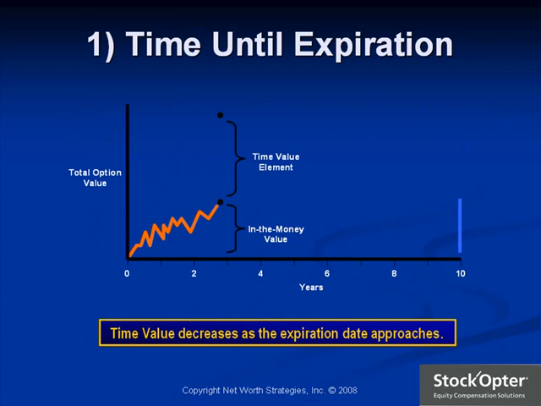As an option approaches expiration, its time value decreases. This is because there is less time for the option to realize its theoretical potential. Lower potential equates to lower time value.